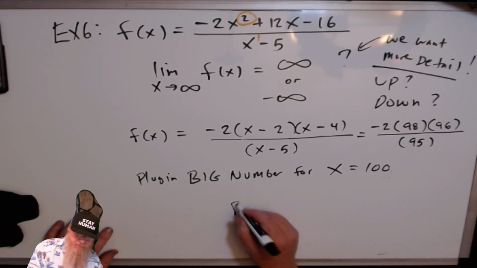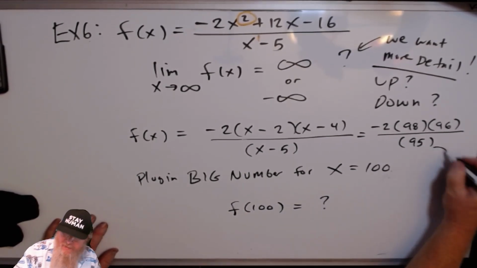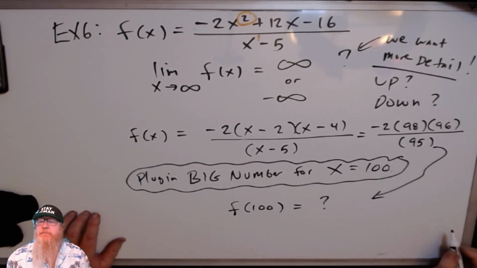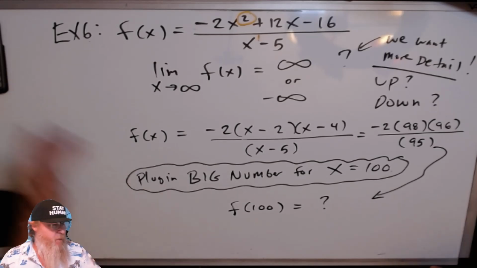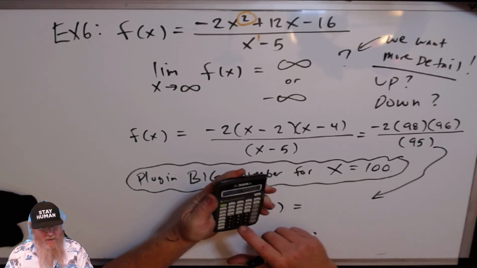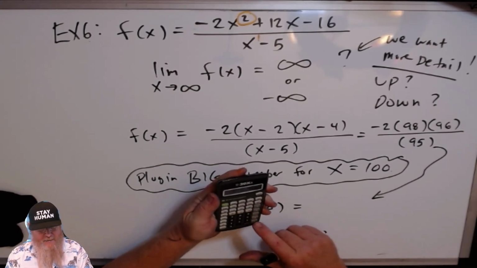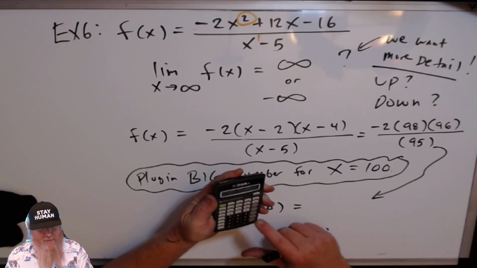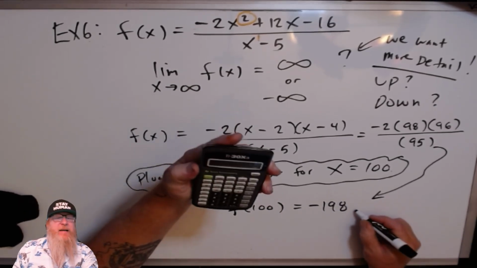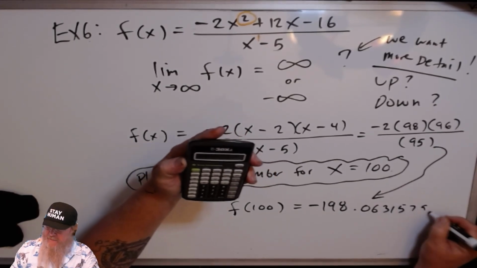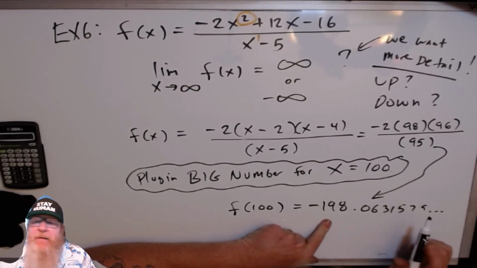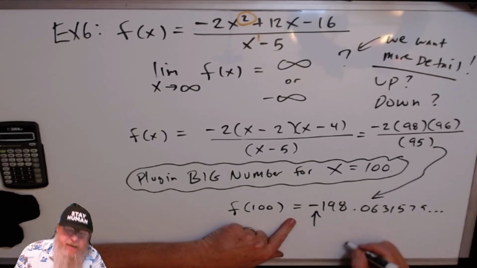And then ask yourself, what is f of 100? I don't care what it is. If you want to do it on your calculator, you can. Here, let's do it one time, and I'll never do this again. Negative 2 times 98 times 96 divided by 95 equals negative 198.0631579, and so on. Do I care? Please tell me I don't care. I don't care that it's 198. All I care is that it's negative.